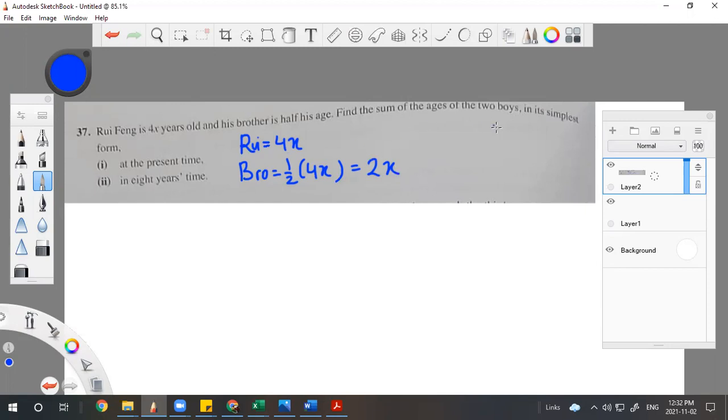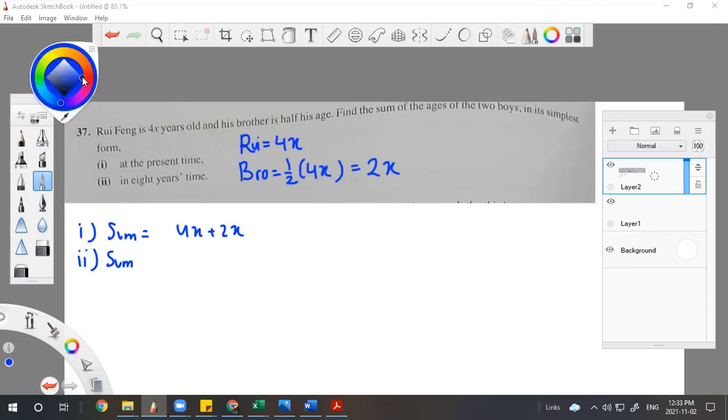Find the sum of the ages of the two boys in simple form at present age. So part 1, sum equals 4x plus 2x. Okay. Next lagi. In 8 years time. Jadi kalau in 8 years time berarti plus 8 ya. Jadi Ruifeng udah jadinya 4x plus 8. Ini 2x plus 8 ya dong.